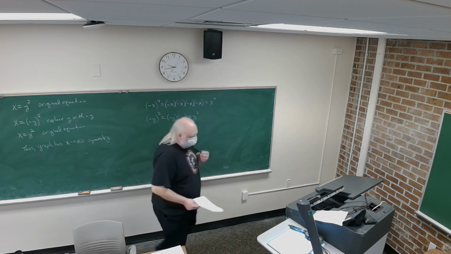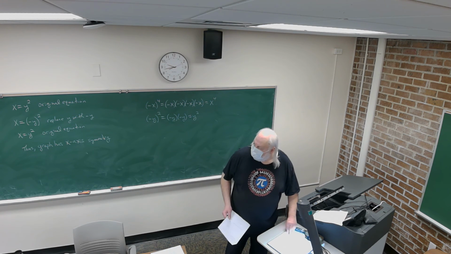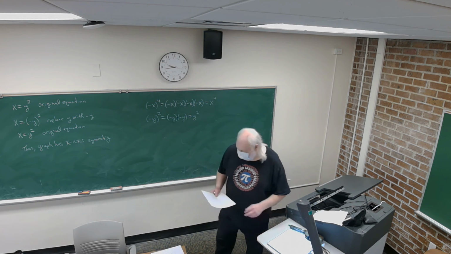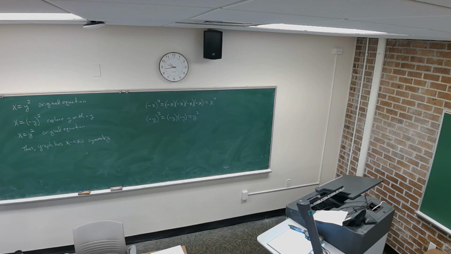All right. Then the last form of symmetry is origin symmetry. Turn to page 3. If a graph has origin symmetry, you can take the graph, turn it upside down, 180 degrees, and it looks exactly the same. So if you turn it upside down, you get the exact same graph. That's one characteristic of origin symmetry.